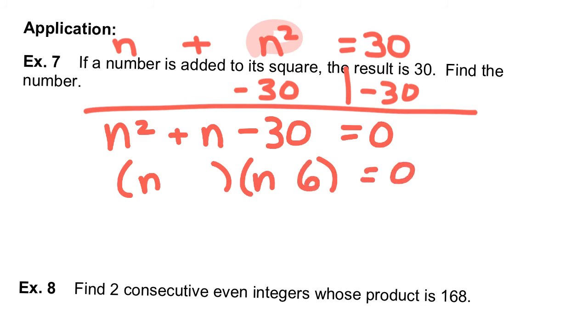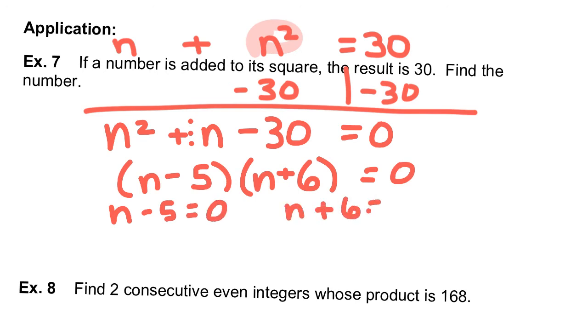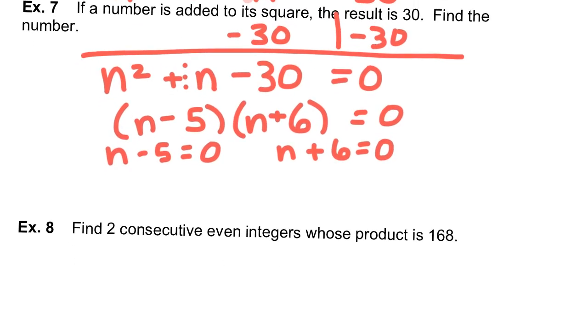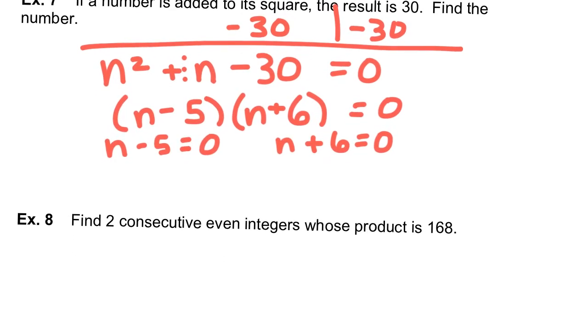So we know that 6 times 5 is 30. The 6 will be positive and the 5 will be negative to get a coefficient of 1. Now we'll set each of these factors equal to 0 and solve. Please pause here while you solve the equations.